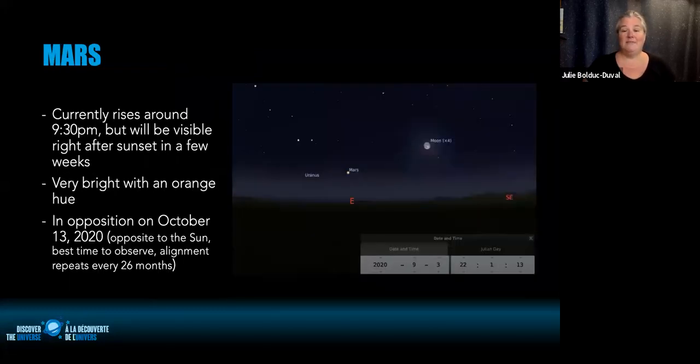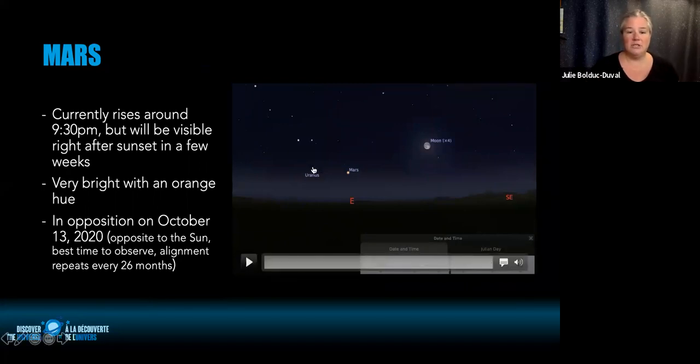Mars currently rises around 9:30, but it will be visible right after sunset in a few weeks. Right now it might be late for many students, but in a few weeks it will be very easy to see. It's again very bright, so it stands out. You don't have to guess which one it is. It stands out in the east, and it has an orange hue to it.